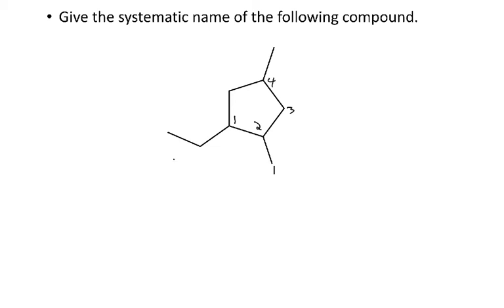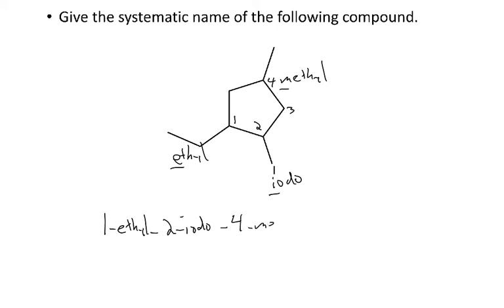All right, and then I have an ethyl, iodo, methyl. So E comes first, then I, then M. So I have 1-ethyl, 2-iodo, 4-methyl, cyclopentane.